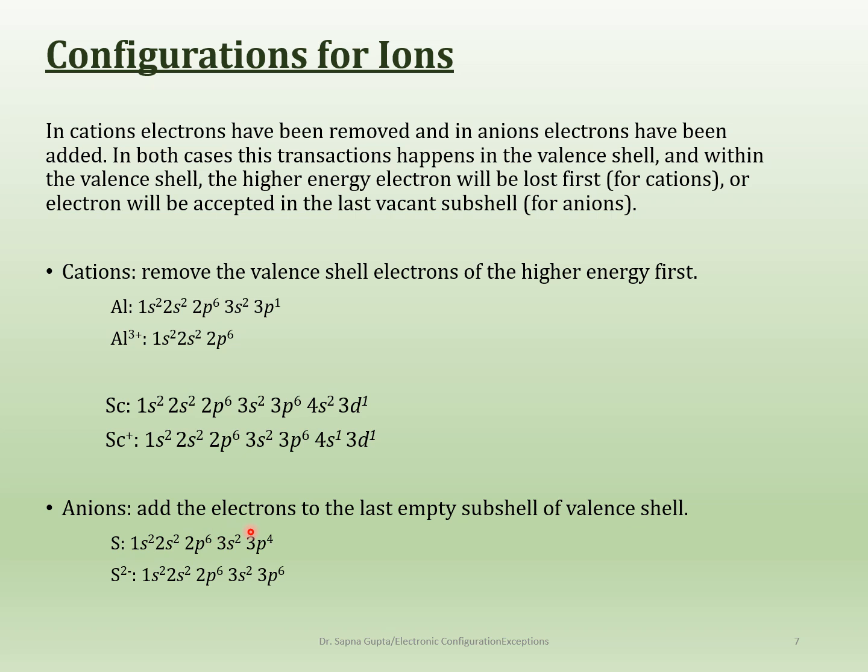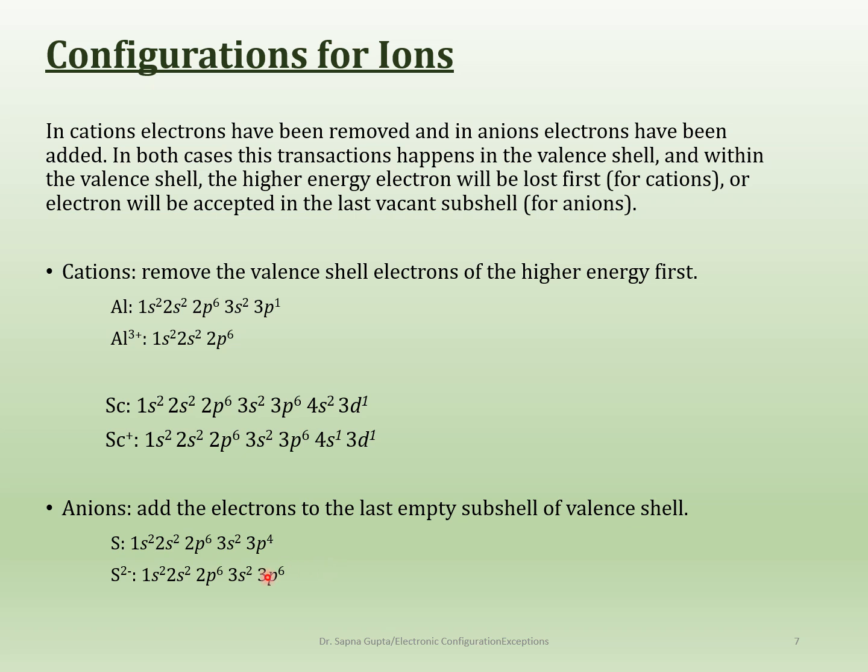For anions, you just add to the last empty subshell, and again it is in the valence shell. Generally when you're adding electrons, remember anions are formed by the non-metals, which are on the right hand side, which means it's generally going to be the p subshell. That's where you're adding electrons. You're never really removing electrons from the p because non-metals never give electrons.